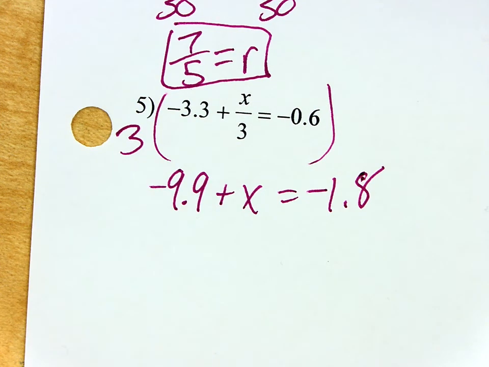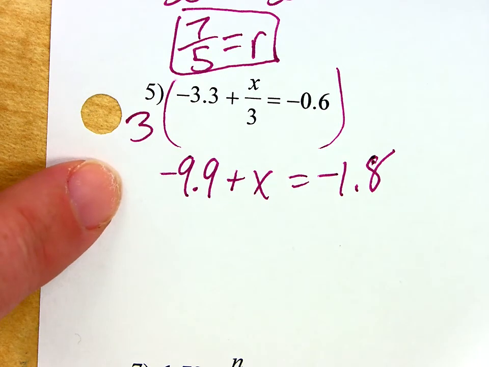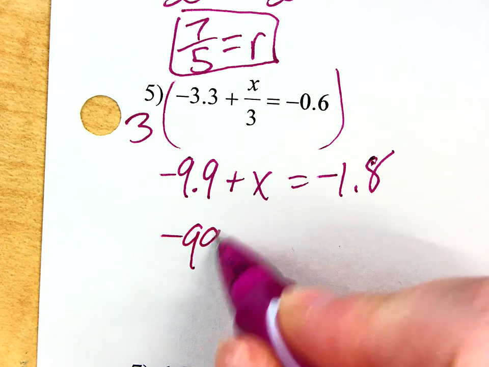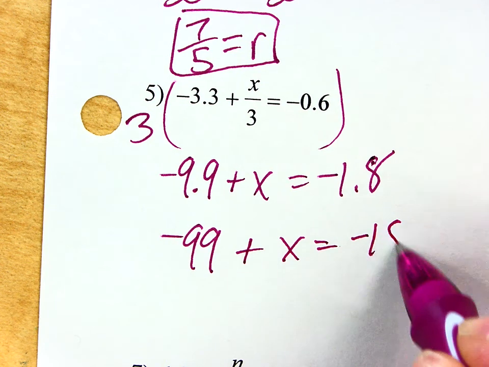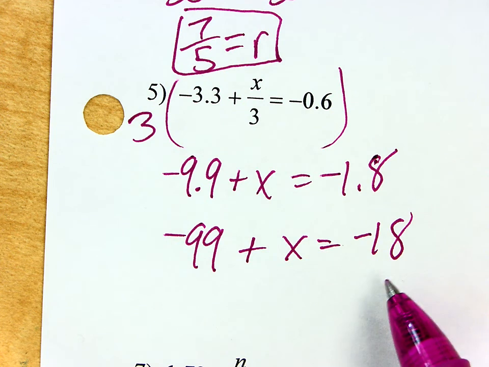And now I can clear the decimal. Ooh, actually, I'm very interested what you think that would be. So now here's an equation that's just decimals. I want to move everybody's decimal one place. So what would that look like? Negative 99 plus x equals negative 18. Do we all agree? You should not be agreeing. Sorry. That is not what it would be.